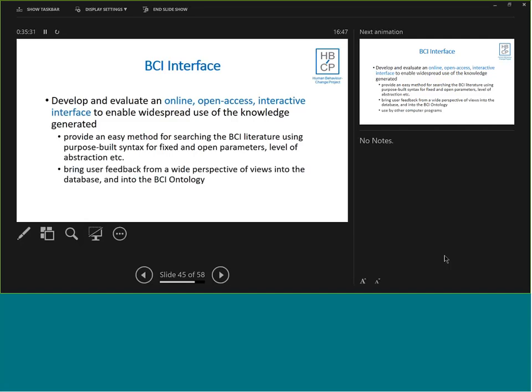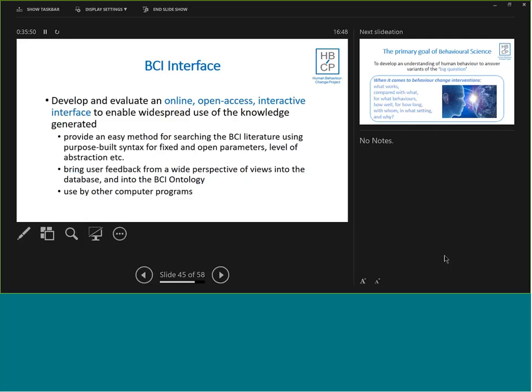We also want to bring user feedback from a wide perspective of views into the database and into the ontology. So this will be a very interacting, iterative process. So with the experts training the system, but the users also feeding back to refine the database and also the ontology itself.